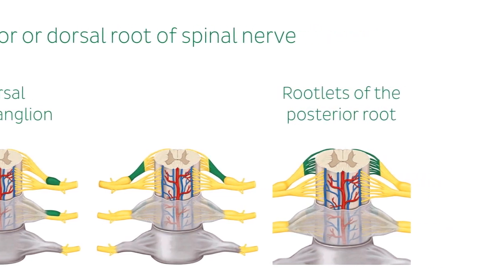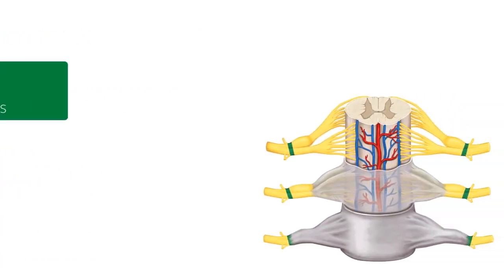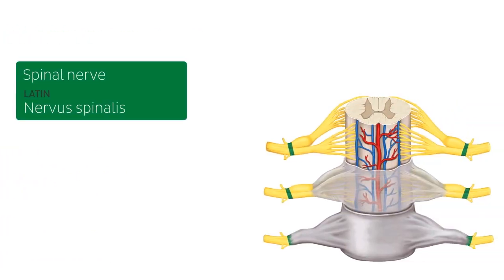The anterior or ventral root and the posterior or dorsal root come close laterally and merge to form the spinal nerve. So, and this is important to remember, the spinal nerve contains both motor fibers from the ventral root and sensory fibers from the dorsal root.